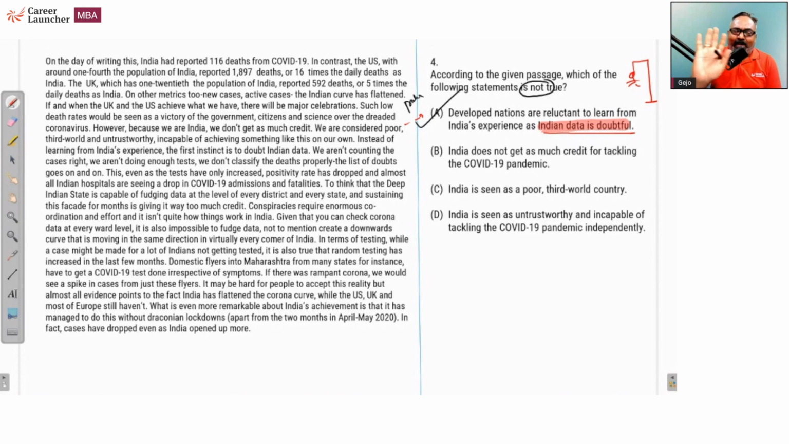But still we can read. For the sake of completion of this particular question, for my explanation, let's just read. India does not get as much credit for tackling COVID. Absolutely true. India is seen as a poor third world country. Yes. India is seen as untrustworthy. Yes. India does not get much credit. Absolutely. Answer choice has to be how many seconds? 15 seconds. I'm taking this on the higher side.